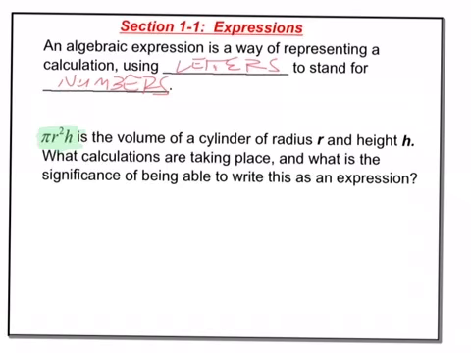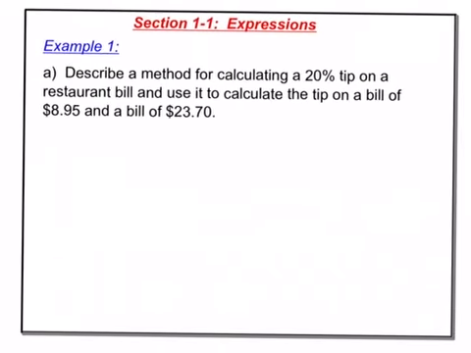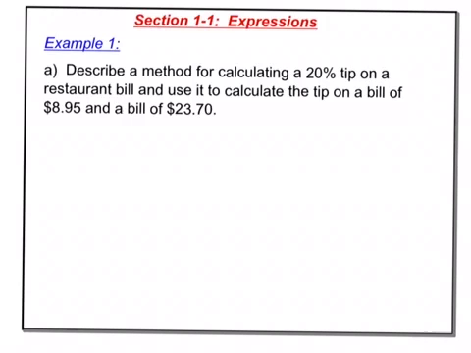Okay, so if we slide over to the next slide, or you can just look to the right on your notes, it says example 1, describe a method for calculating a 20% tip on a restaurant bill and use it to calculate the tip on a bill of $8.95 and a bill of $23.70. All right, so if you're following along in the textbook as well, it's mentioned that 20% is equivalent to 0.2. So one method is to multiply 8.95 times 0.2.